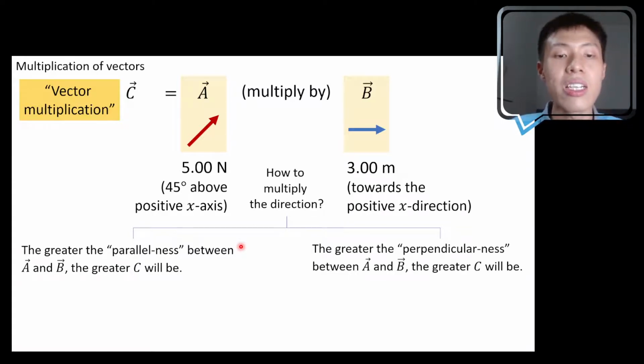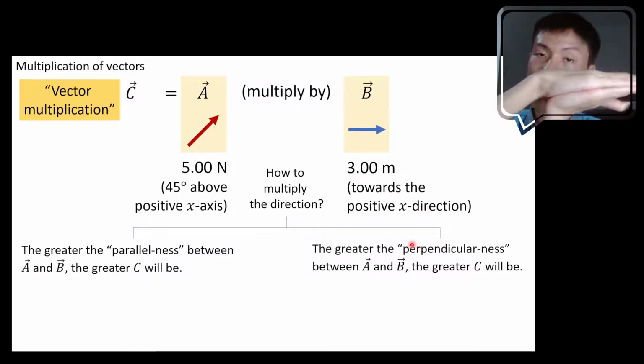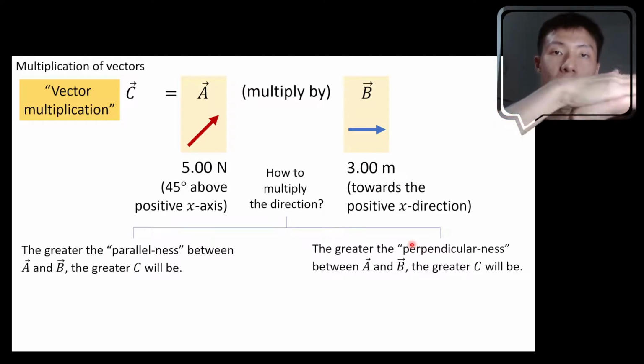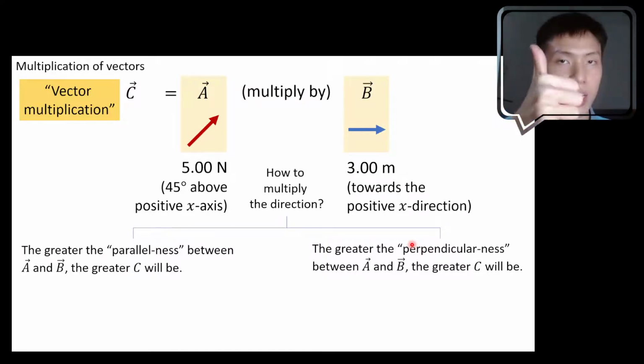Another way is, the greater the perpendicularness between A and B, the greater C will be. So this is sort of the opposite of the one on the left. For this one, the more perpendicular you are, the greater the result of the multiplication. So we can have two ways of multiplying things. One is if it's very parallel, then you get great results. One is if it's very, very perpendicular, then you get great results. So there are two types of multiplication, and the first one focuses on parallelness, the second one focuses on perpendicularness.